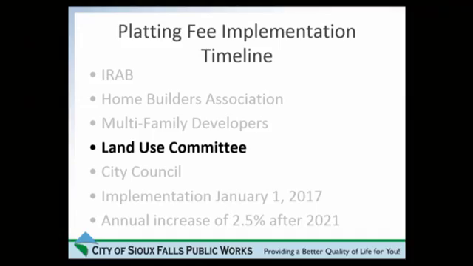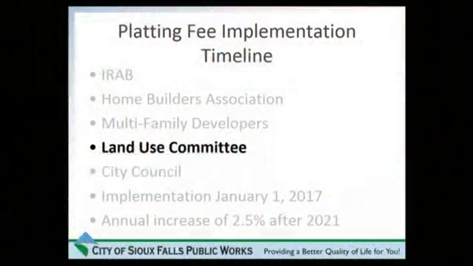I'm asking that I want to take this to City Council here in the near future. Again, an implementation date of January 1, 2017, and an annual increase that I discussed of 2.5% after 2021. Now, when you see the ordinances, we're recommending 2.5% increase through 2021. But the ordinance will state that we can either do a Nexus study update, or if we don't, we'll just annually increase those rates by 2.5% after 2021.